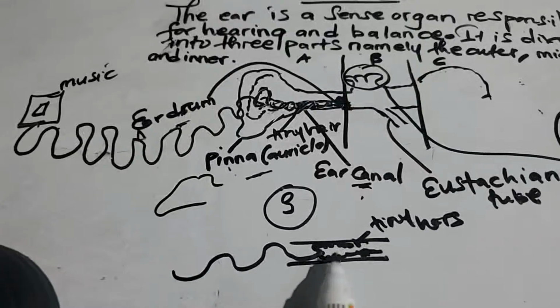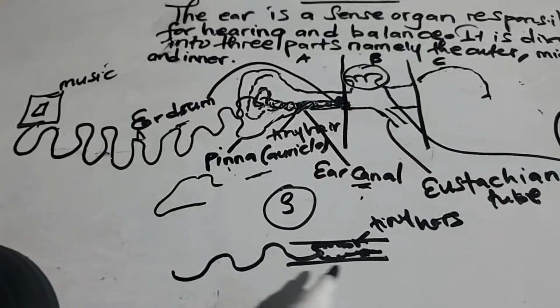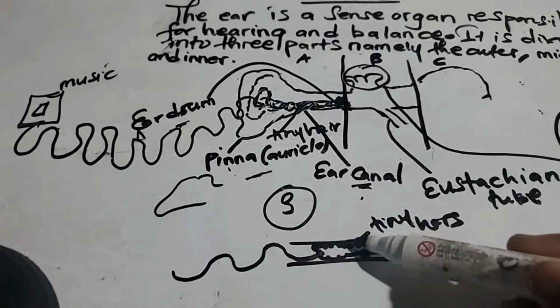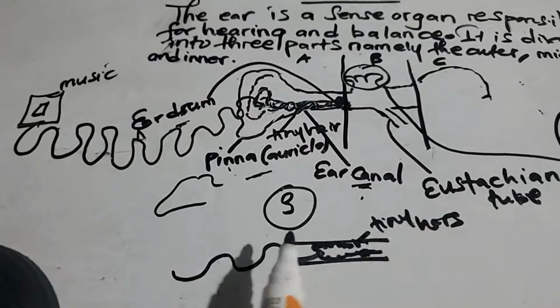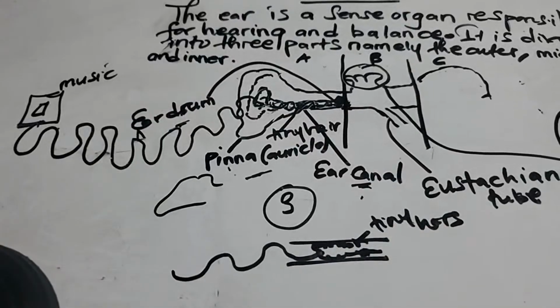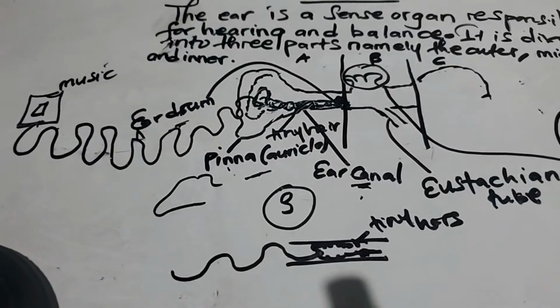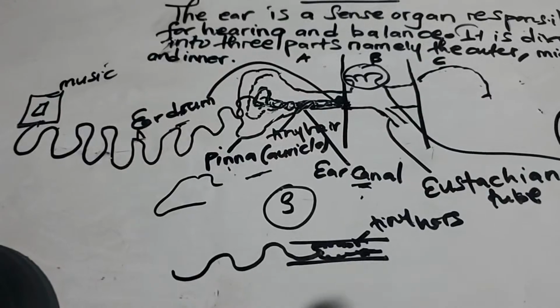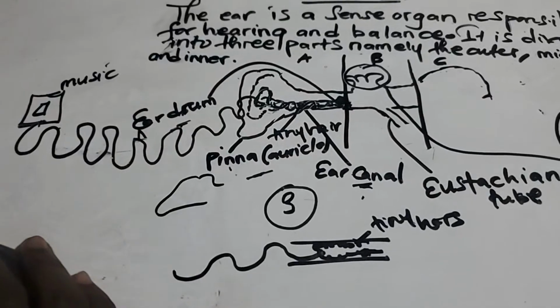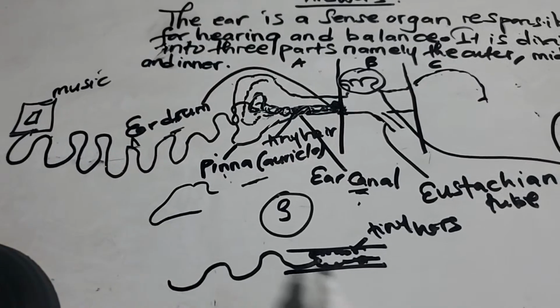So these tiny hairs found inside the ear canal normally trap the dust, and also prevent the ear from different infections. If each and every particle was entering the ear, even the middle and the inner part would be damaged. So they play a very important role.